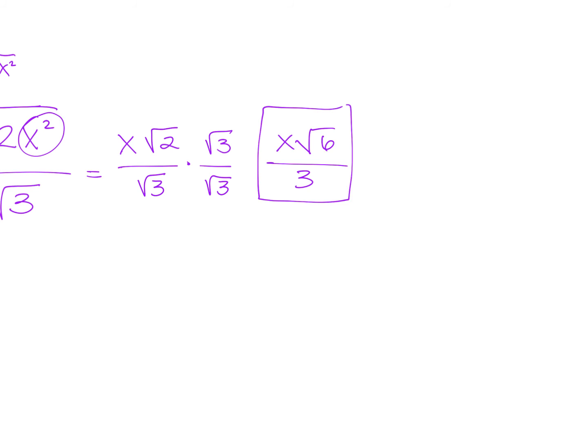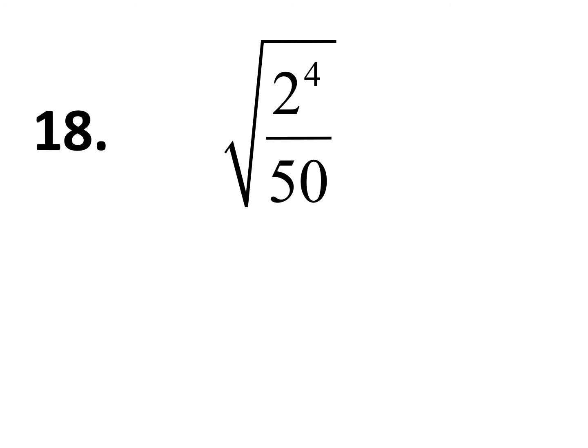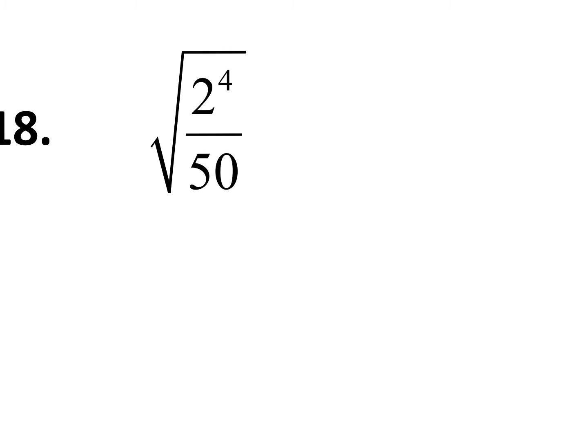Last one. Here we go. Can you tell me what 2 to the 4th power is? 2 times 2 times 2 times 2? 2 times 2 is 4. Times 2 is 8. Times 2 is 16. Oh, 16. So this would be the square root of 16 over the square root of 50. You have a couple options here. You have a lot of options here, actually, how you do this one. Tell me what you see. What would you do?